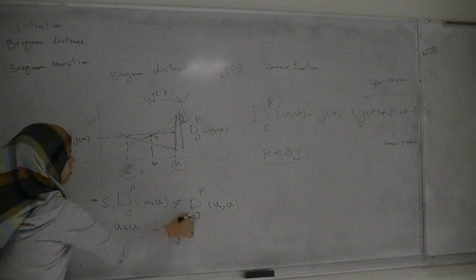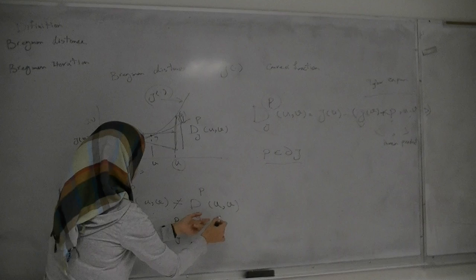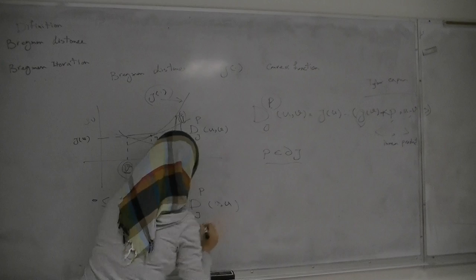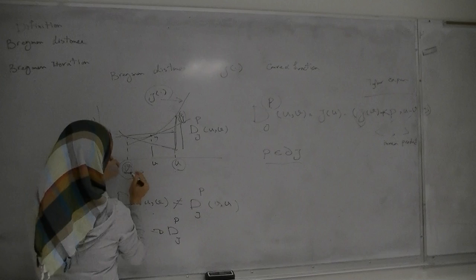The Bregman distance of the U and V is not equal to the Bregman distance of the V and U. So if U is equal to V, this one is equal together, and we just change V and the V was on U.